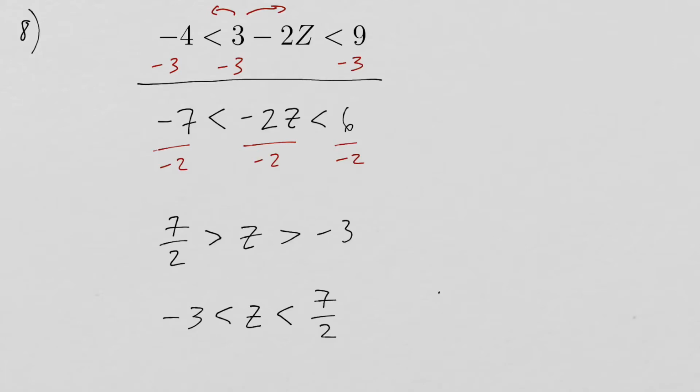And when I graph this, I'll put negative 3 here first on the left, and a positive 7 halves here, and these are both less than, without an equals. That's a z greater than negative 3, and this is a z less than 7 halves, and I'll join it like that. Okay, for number 9, we got a word problem.